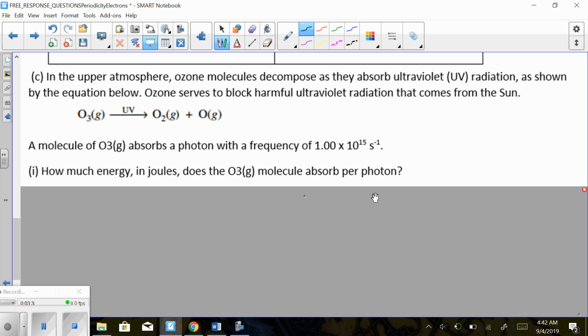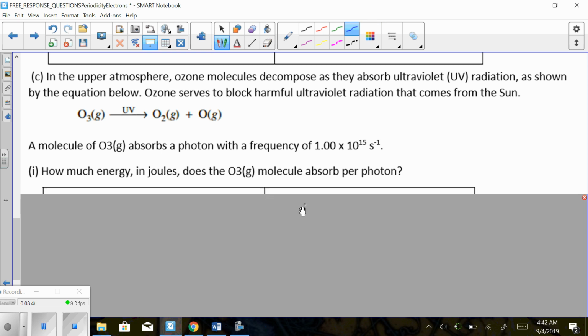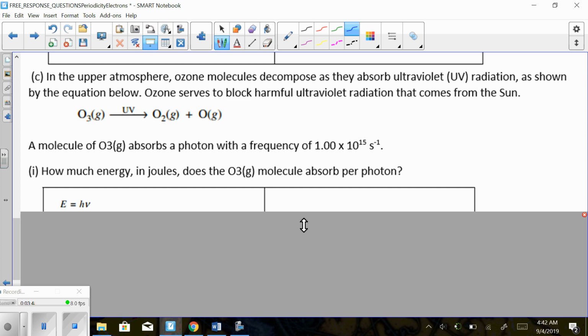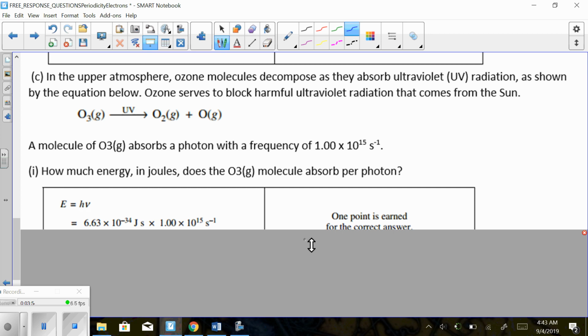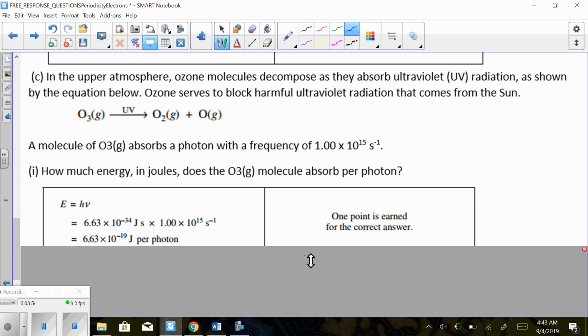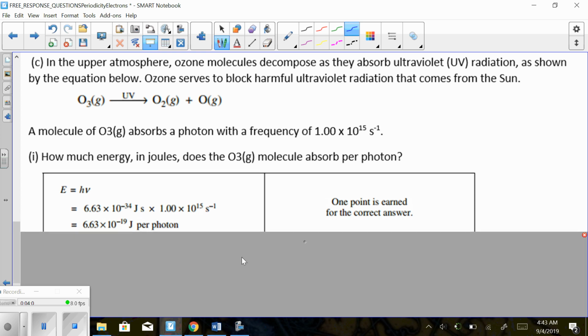Okay, so if we're talking energy and we're given frequency, now we want to use that equation I talked about earlier with Planck's constant in it. If we set that up and plug in Planck's constant and the frequency given here, we would get 6.63 times 10 to the minus 19 joules per photon.